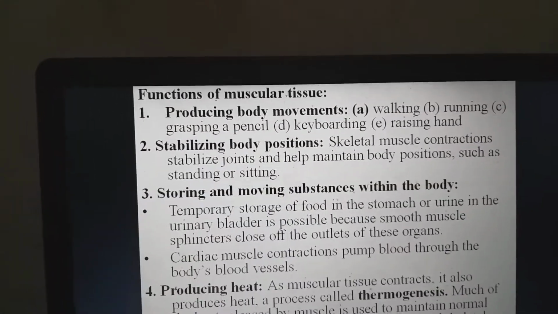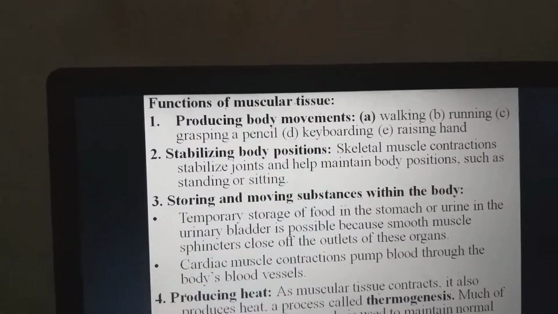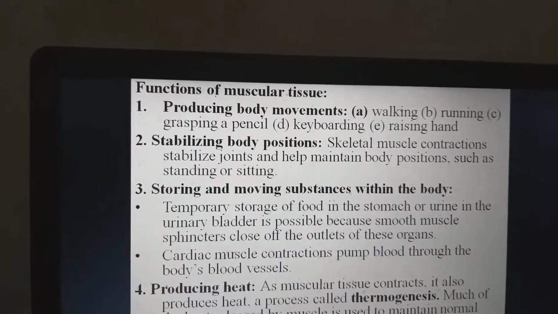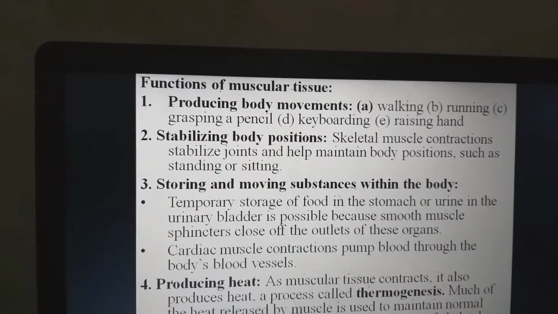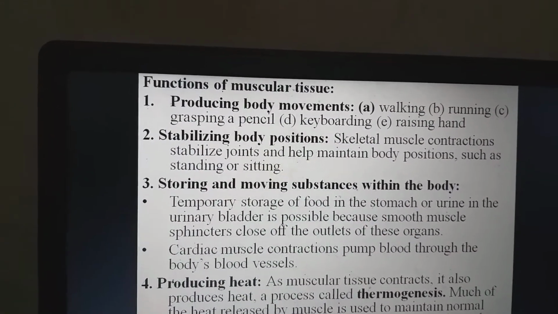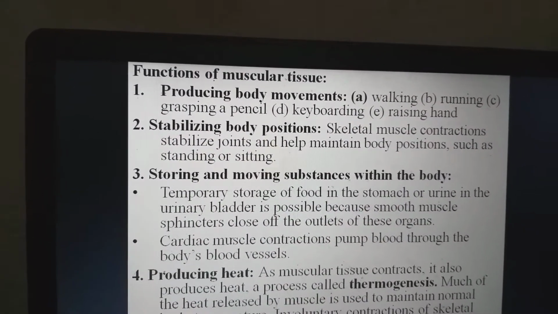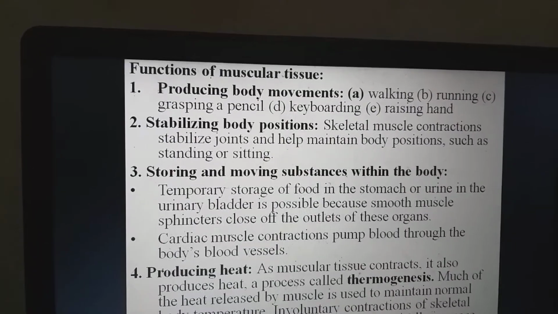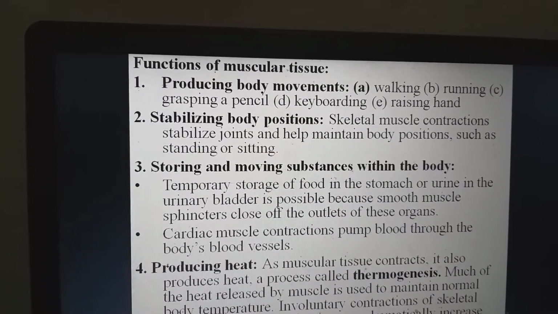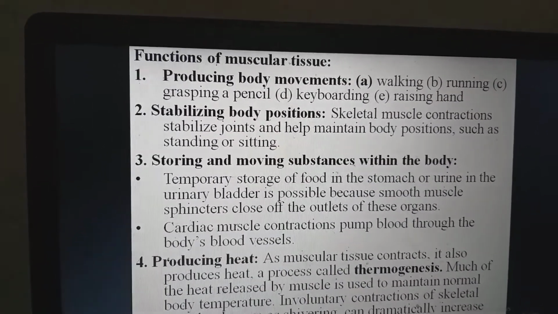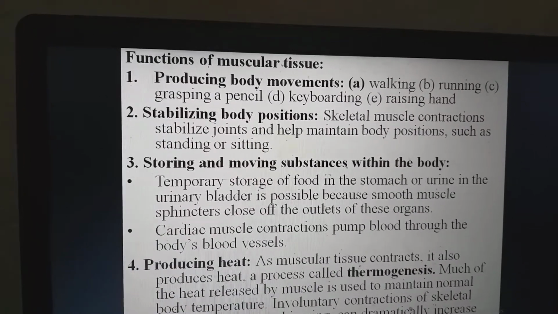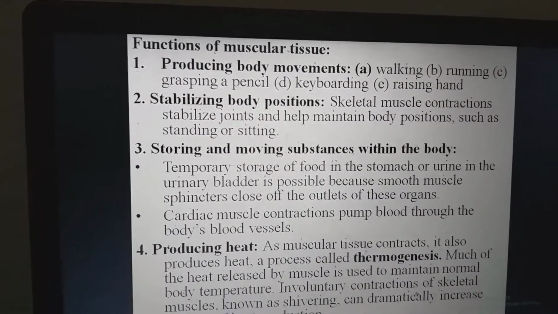So what are the major functions of the muscular system? The first one is producing body movement. Yes, you can move your hand, you can move your body, any part of the body, like walking, running. The second one is stabilizing body position, like when you are standing erect, it stabilizes the joints so that you can stand, like sitting.